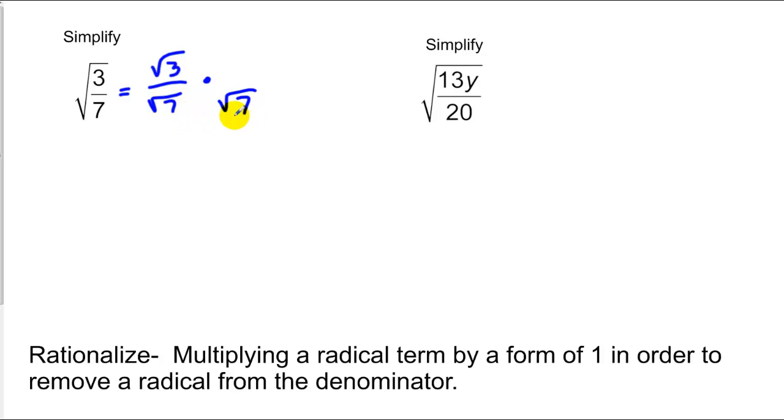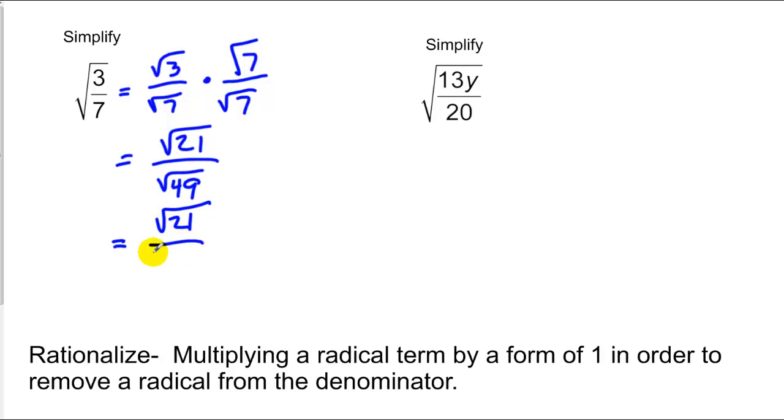But I can't multiply just the denominator of this fraction by root 7 because I changed the fraction's value. I have to multiply by a form of 1. So that's why we multiply by root 7 over root 7. Thus, in the numerator we now have root 21. In the denominator we have root 49. And the square root of 49 is a perfect square, so that leaves me with root 21 over 7. And this is simplified because I have a radical in the numerator, no radical in the denominator, so I'm clear.